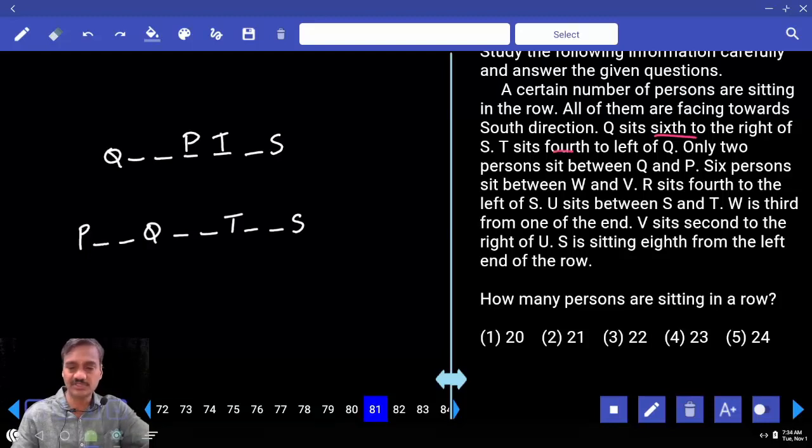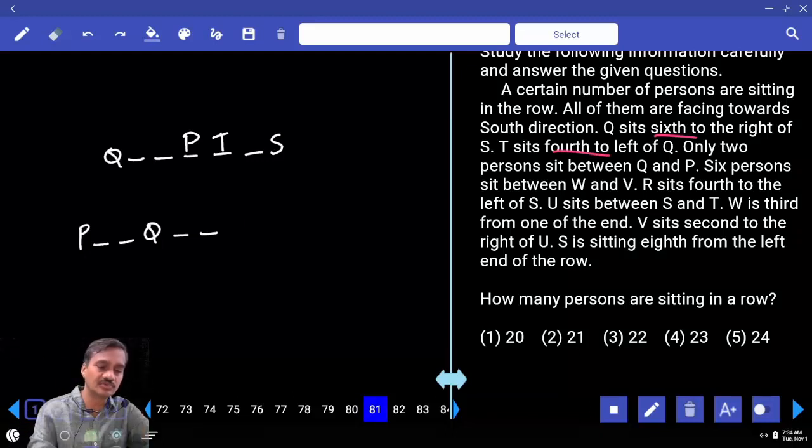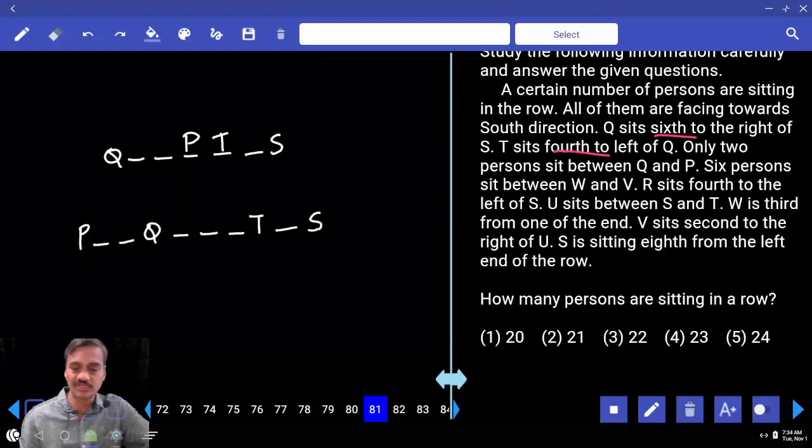And next one, T sits 4th to the left of Q. And here again, T is 4th to the left of Q. In between here, T sits 4th to the left of Q. Is that right? Yes, she is here. 1, 2, 3, 4, 5, 6. And T sits 4th to the left of Q.